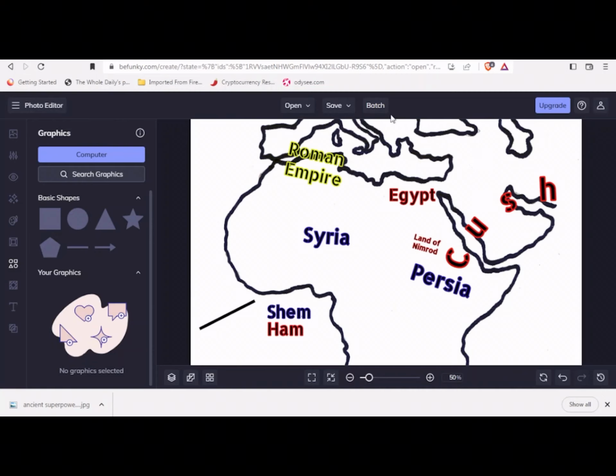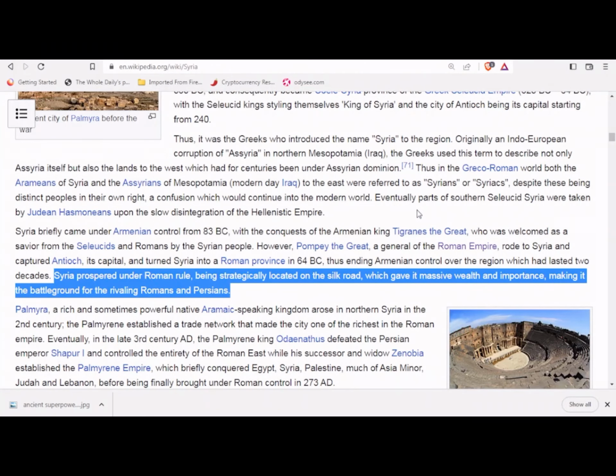And if we go to the page on Syria, it says that Syria became a Roman province in 64 BC. And we're going to read this part here. Syria prospered under Roman rule, being strategically located on the Silk Road, which gave it massive wealth and importance, making it the battleground for the rivaling Romans and Persians. So Syria became the battleground.